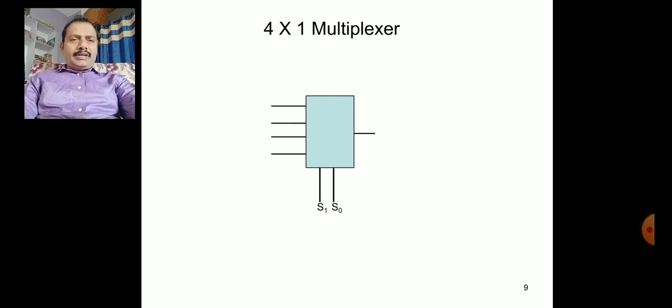So those selection lines names are S1, S0. This enable line is optional. It is not important and necessary.